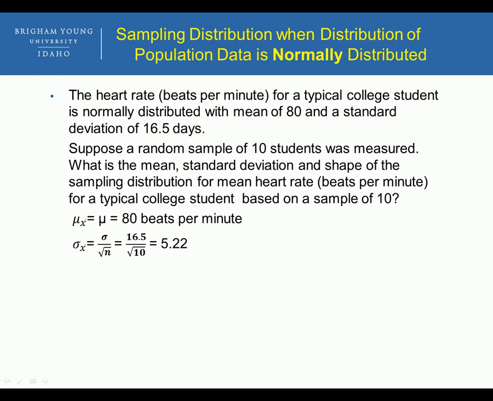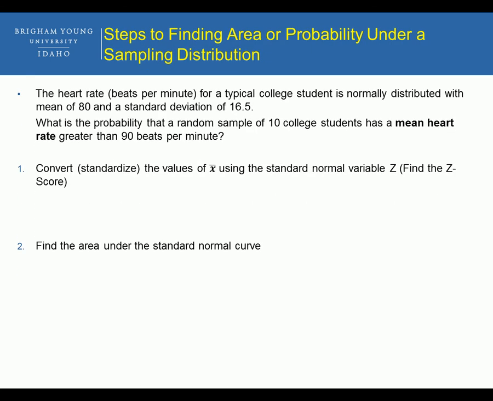And then what's the shape of our sampling distribution? Well, the shape is still normally distributed. Even though we have a sample size of 10, as I alluded to earlier in the video, even though it's a small sample size, since the original distribution is normally distributed, the shape of this will be a bell-shaped distribution. Okay? So now let's take this information here and deal with another problem.